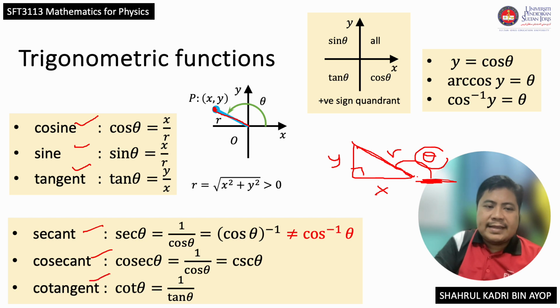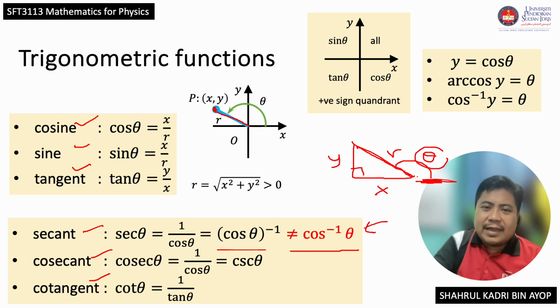Secant is written as sec theta, equal to 1 over cos theta, or it is also equal to cos theta, which you have to bracket, to the power of minus 1. So take note that this is not equal. They are not equal expressions.